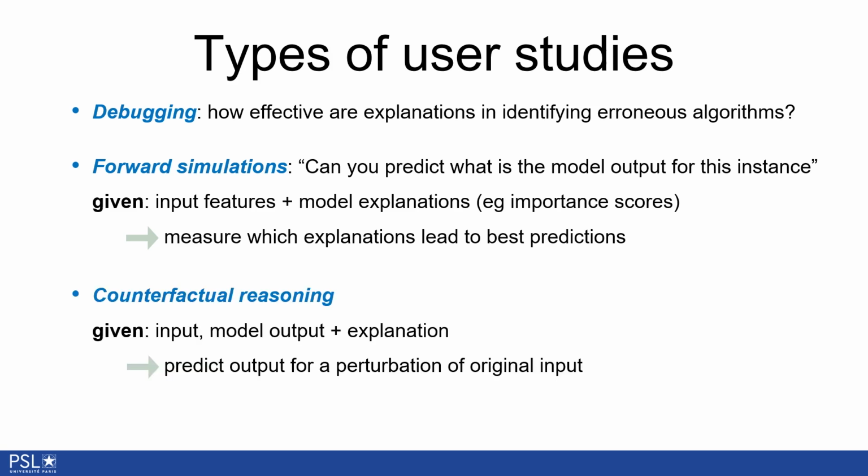The third approach is counterfactual reasoning, which is a variant on forward simulations. Subjects are given an input together with a model output and an explanation of this output. They are then asked to predict an output for a perturbation of the original input. In the rest of this lecture, we will look at two examples of user studies of these different types. We will start with a study that focused on debugging.